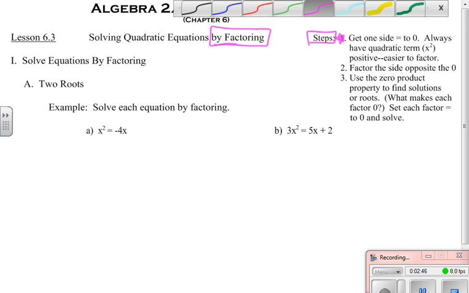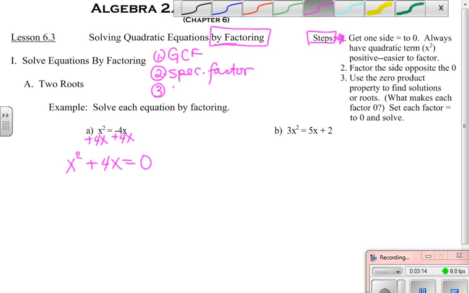So how does this work? Here's our first example. x squared equals negative 4x. So I'm going to go ahead and add 4x to both sides. I'm going to write it in descending order. Now, rule number 1 of factoring is we always look for greatest common factor, and then we look for our special factoring, our difference of perfect squares, our perfect cubes, and then we use our trial and error. That's really kind of the gist of factoring.